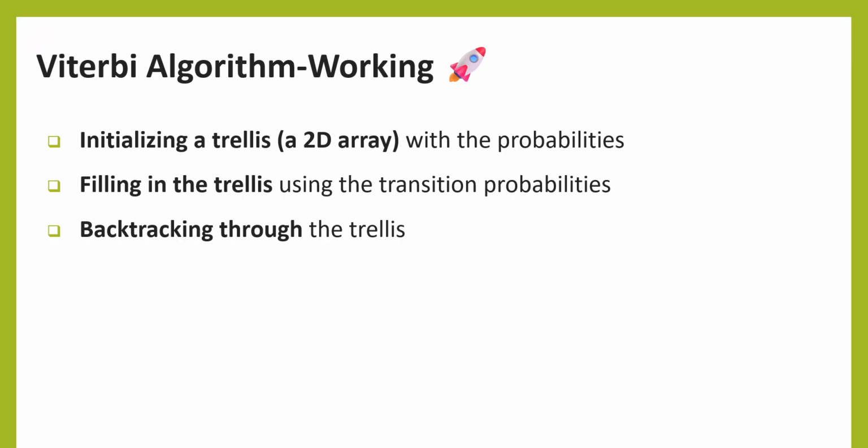Next comes the Viterbi algorithm, which is a dynamic programming algorithm used to find the most likely sequence of states, or the POS tags, that generated a given sequence of observations. This algorithm works by initializing a trellis, that is a two-dimensional array with the probability of each state at each time step, then filling in the trellis using the transitional probabilities and the observation probabilities, then backtracing through the trellis to find the most likely sequence of states. Basically, this Viterbi algorithm is used to find the most likely POS tag sequence for the given sentence.